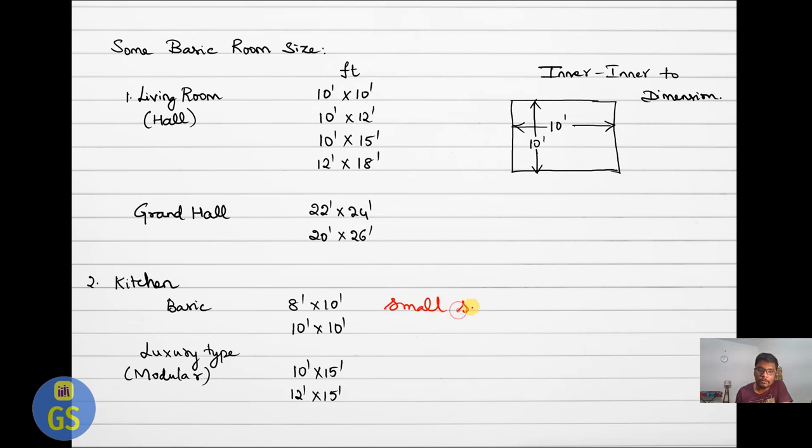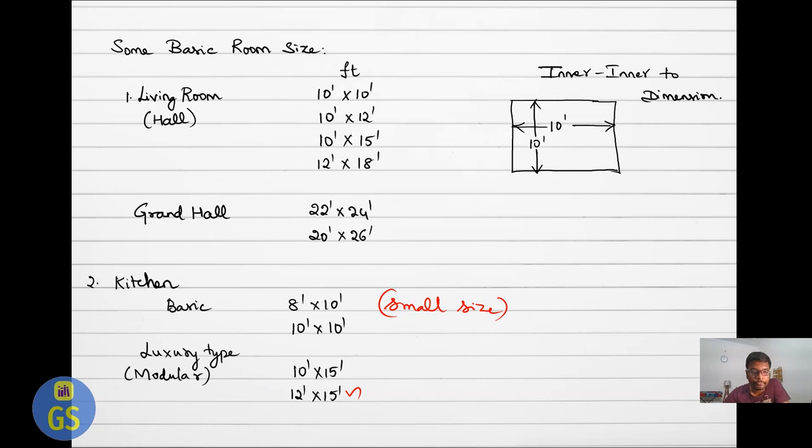For a small size of family, we can go for it. 10 and 8 you can go. If you are having a huge number of family members, then you can go for a 10 by 15 feet room size. If you want to plan for a modular kitchen, then yes, we can recommend 12 by 15 also.